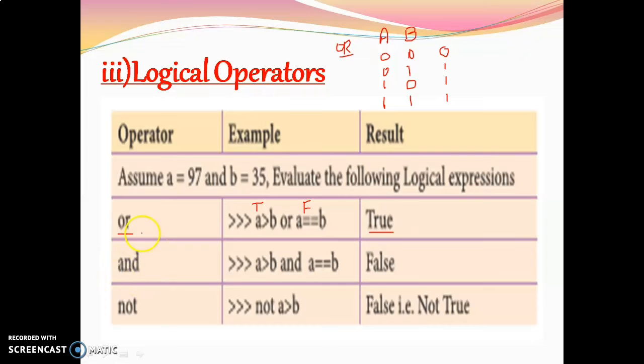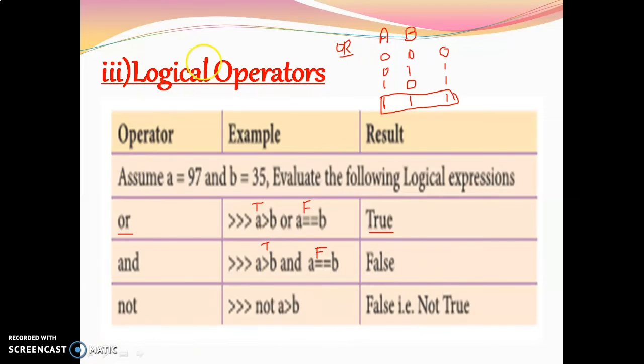Okay. And then the AND operator. The AND operator means that when both the inputs are true, the output is true. Otherwise the output is false. For example, A greater than B, the condition here is true, and A equal to B, the condition is false. So when one of the inputs is true and the other is false, it returns false.